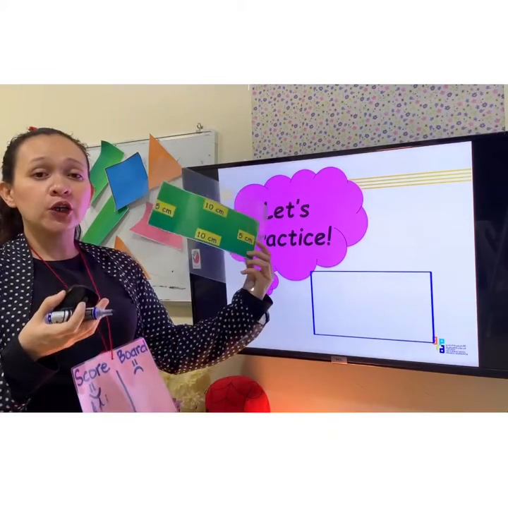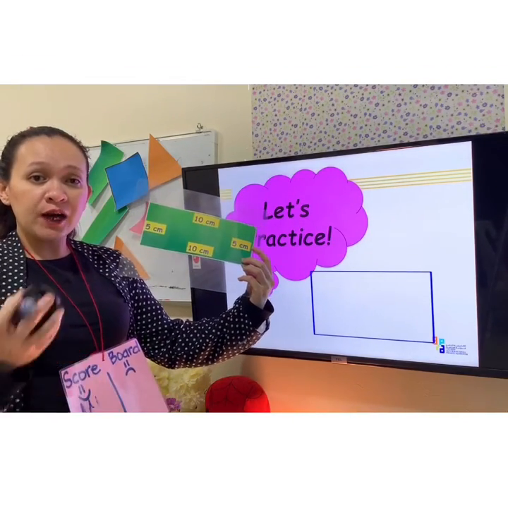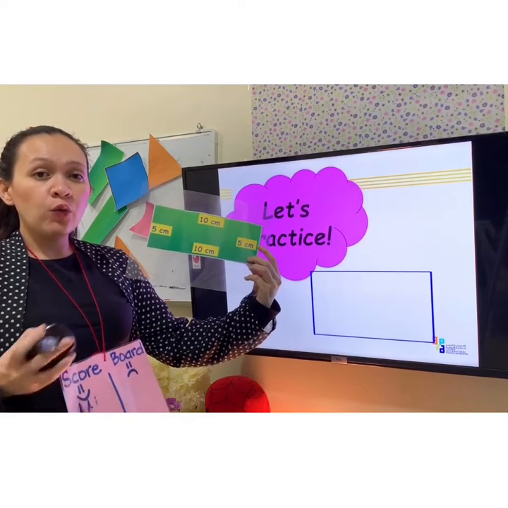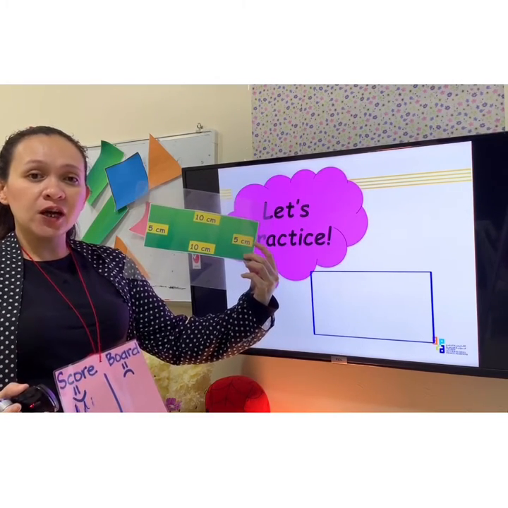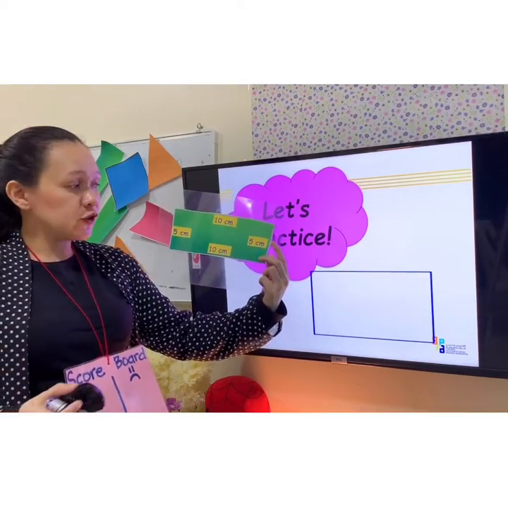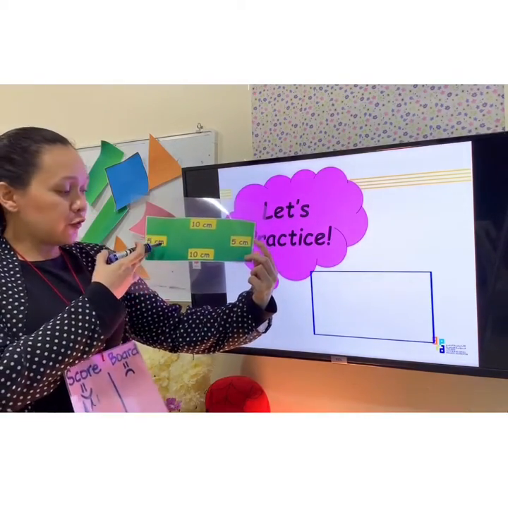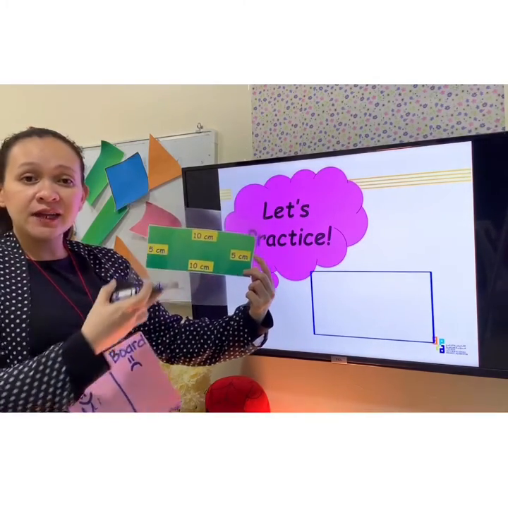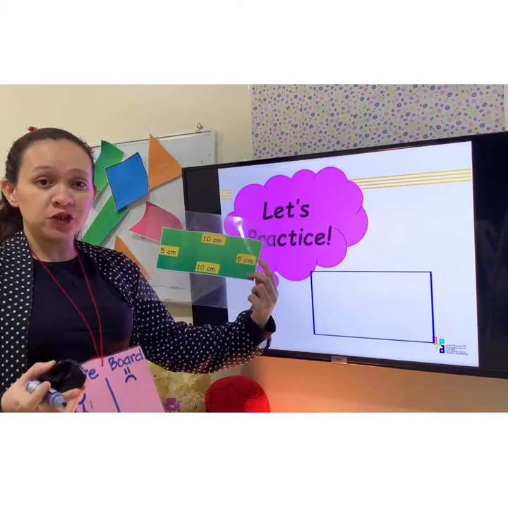Again, 5 seconds for you to answer. 5, 4, 3, 2, 1, 0. Timer's up. The answer is 30 centimeters. We add each side, 5 plus 10 plus 5 and 10. The answer is 30 centimeters.